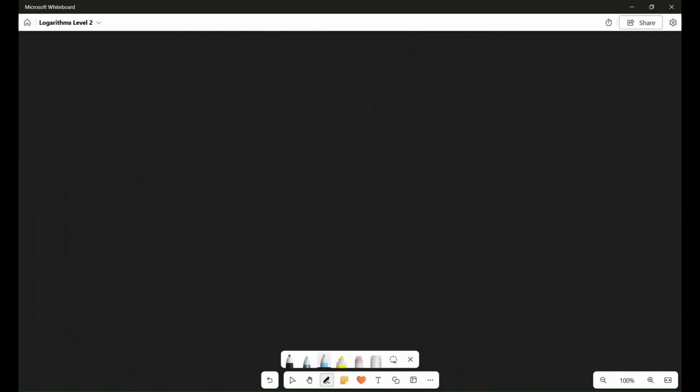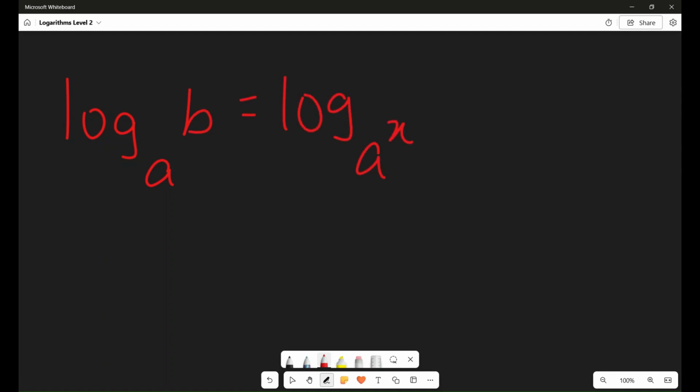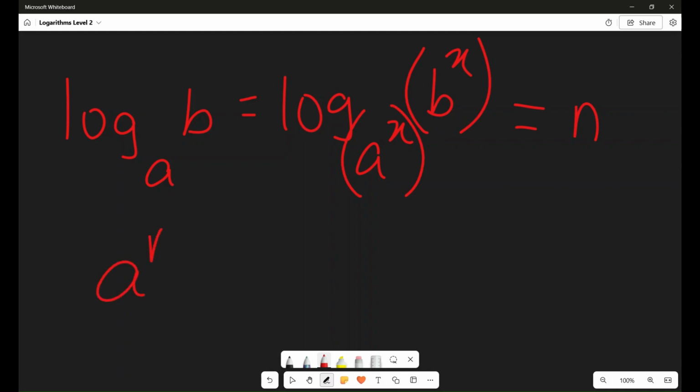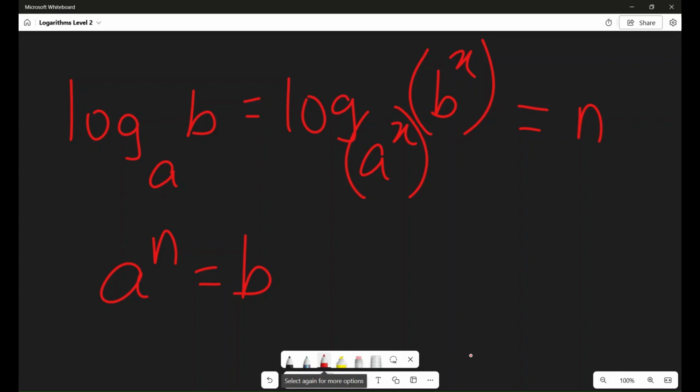So let's maybe use a different color. Log base a of b is equal to log base a to the x of b to the x. I'll put parentheses for clarity, right? And if we want to prove this, let's say this is equal to n. We have a to the n is equal to b. And from the second part of the equation, we have a to the nx is equal to b to the x.